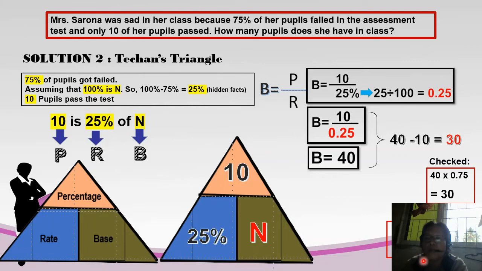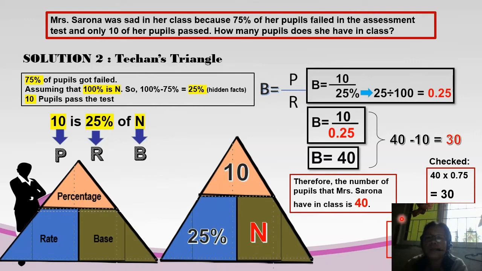Now, therefore, the 75% who failed the test in Mrs. Arona's class are 30 pupils. So there were 30 pupils who failed the test. This 75%, I repeat, consists of 30 pupils who failed the test. Therefore, the number of pupils that Mrs. Arona has in her class is 40. So we were able to answer the question: how many pupils does she have in class? Mrs. Arona has 40 pupils in her class.